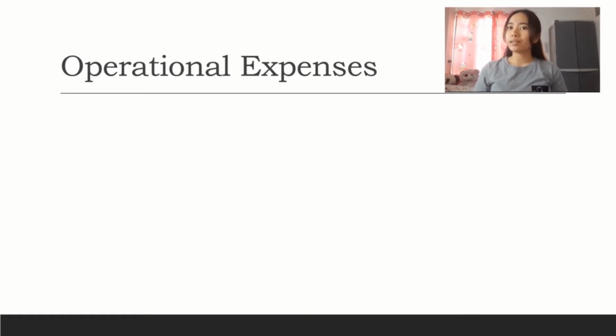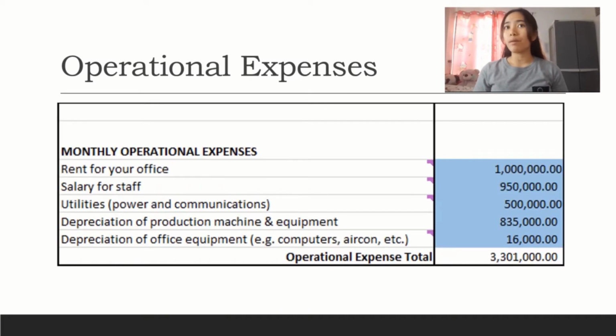In our company, Grande Builders, our monthly operational expenses are composed of rent, salary for our staff, utilities, depreciation of production machine and equipment, and depreciation of office equipment like computers and aircons.